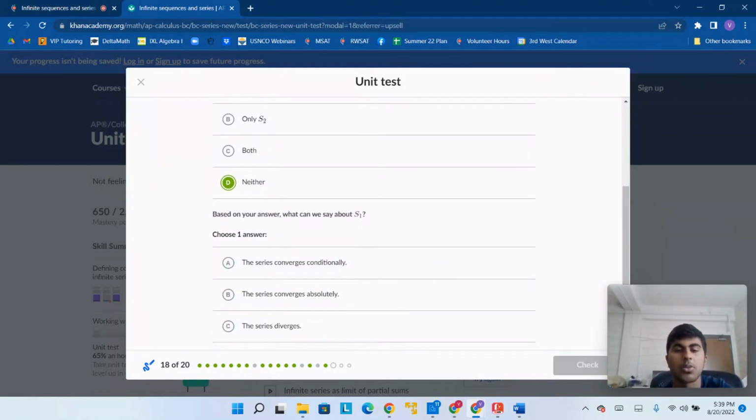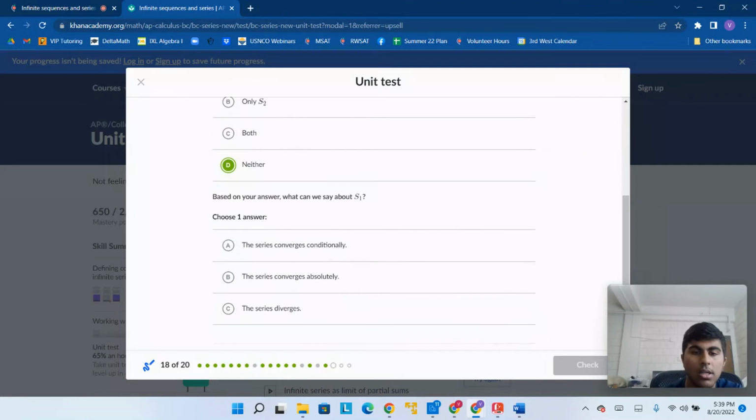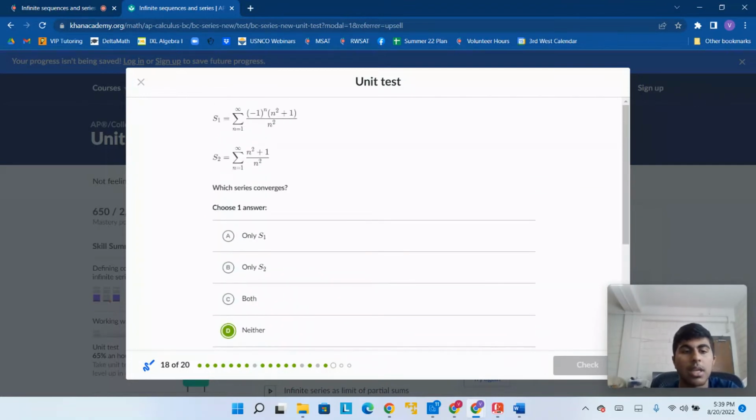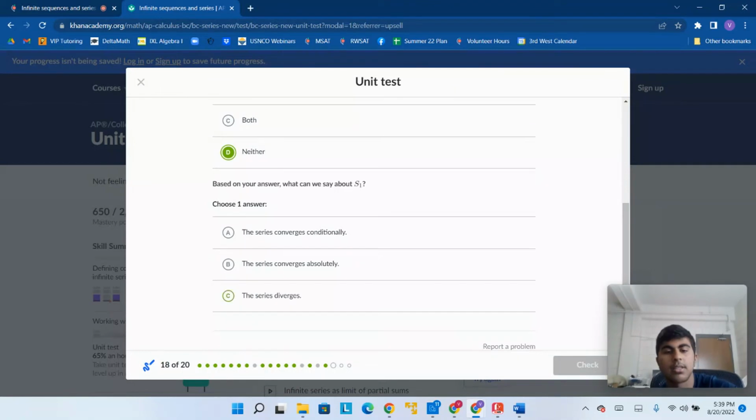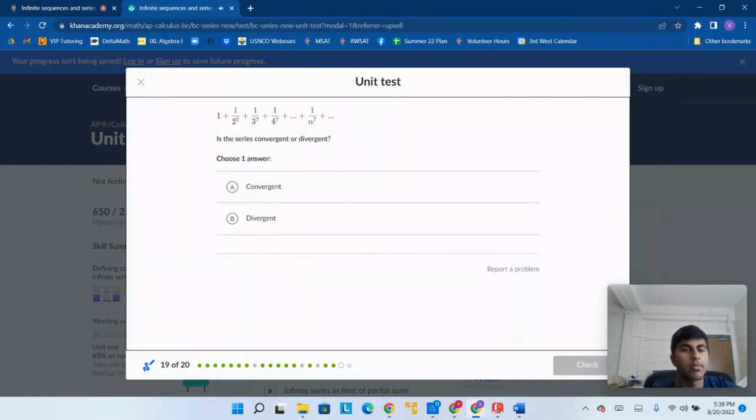Based on our answer, what can we say about S1? Well, neither series converges. If neither series converges, that means that the series diverges anyway. So that's our answer, and we can keep going.